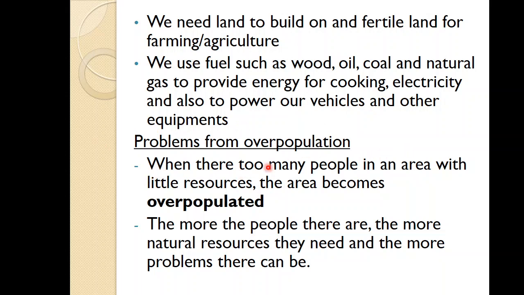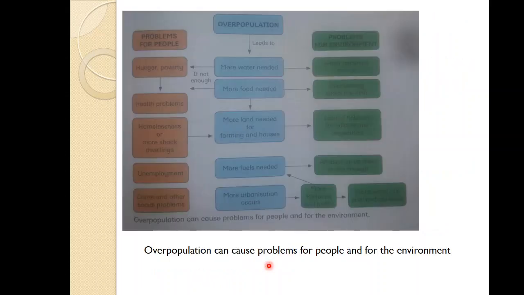When there are too many people in an area with little resources, it's called overpopulation. The more people there are in a specific area, the more natural resources they need to use, and the more problems there can be in that area. So this table analyzes the problems of overpopulation.